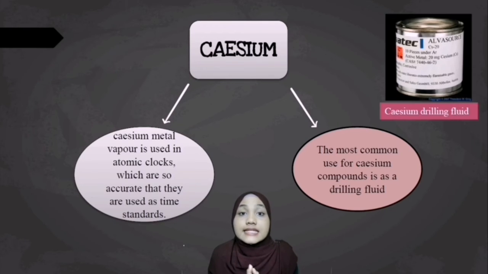Next element is calcium. Calcium metal vapor is used in atomic clocks, which are so accurate that they are used as a time standard.